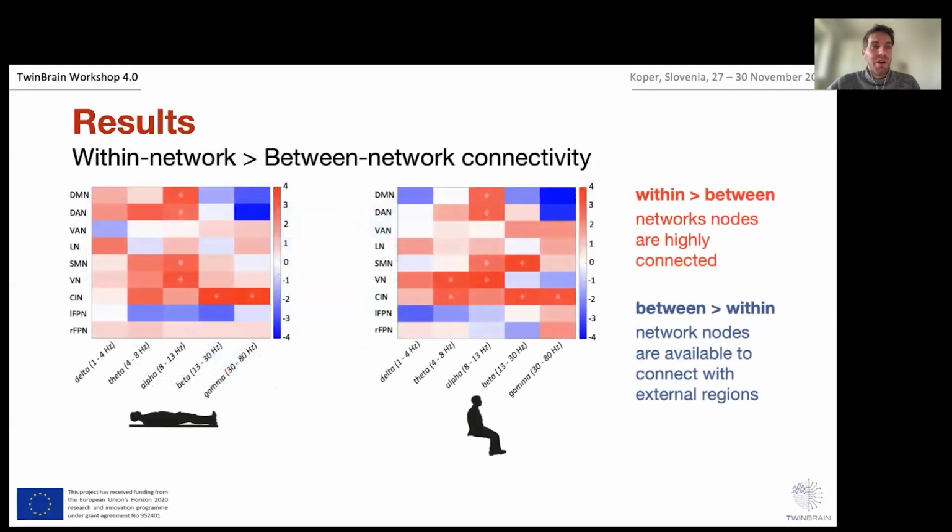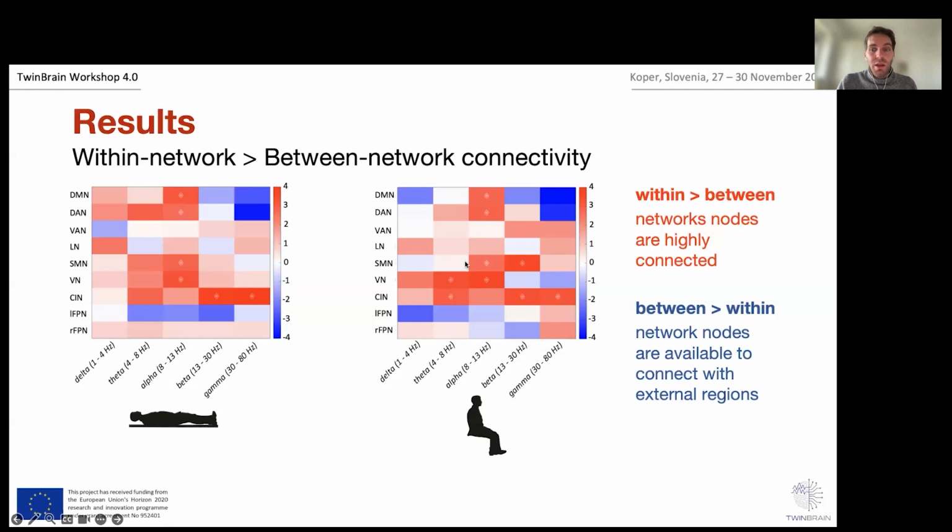Also, we could check the ratio between within-network connectivity and between-network connectivity. So we performed a t-test in this case, between within and between network connectivity. In case we have red, it means that the connectivity inside a network is higher compared to the connectivity that this network has to the rest of the brain. So it means that the network is more segregated compared to the rest of the brain.